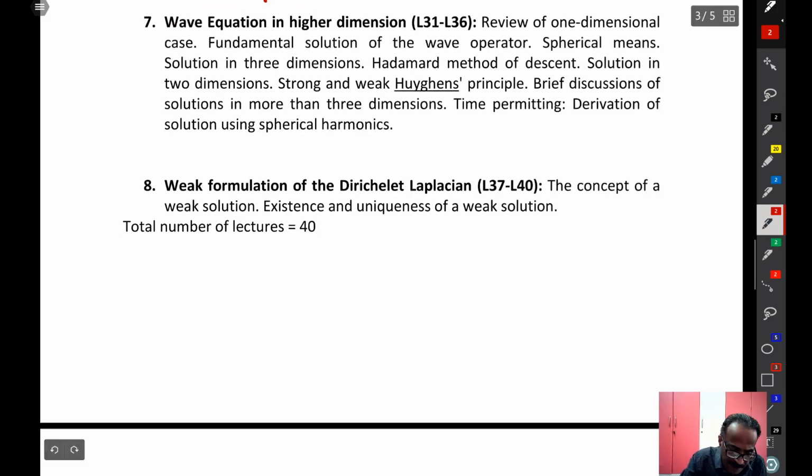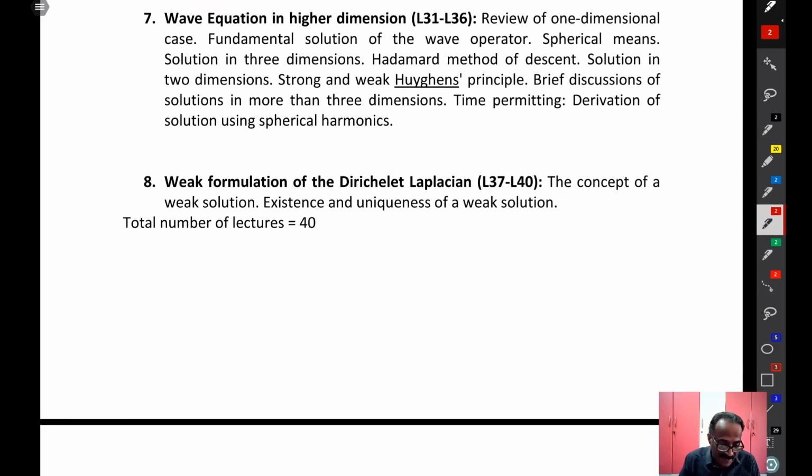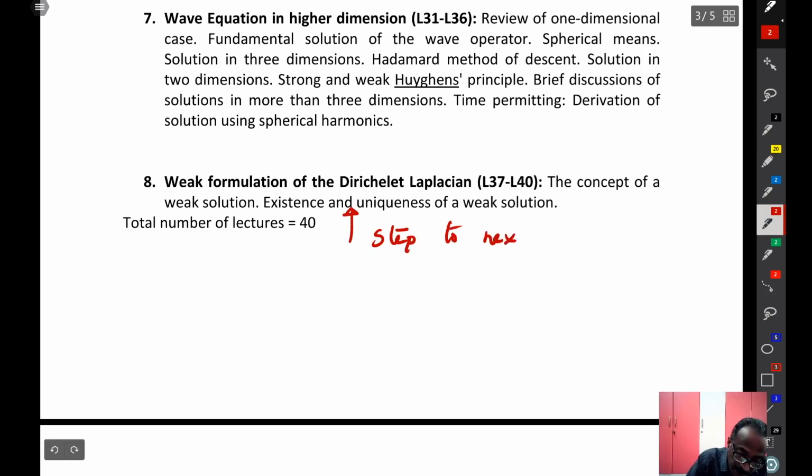Then this is section 8. What you have seen is a weak formulation, and that's the stepping stone of a PDE to the next PDE course. So this is basically step 2 to the next PDE course. We will not be able to do much here, but what we want to introduce through this course is the concept of weak derivative.